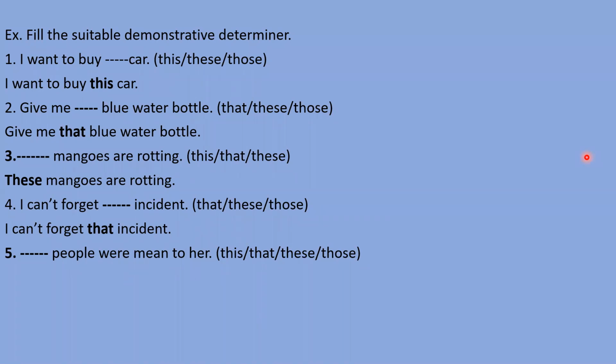Those. Why? Why not these? I think so because there is "were". Because I think these is used in the present, and those is used in the past tense. Sanchi Bhatia, your answer is absolutely right. Good answer.